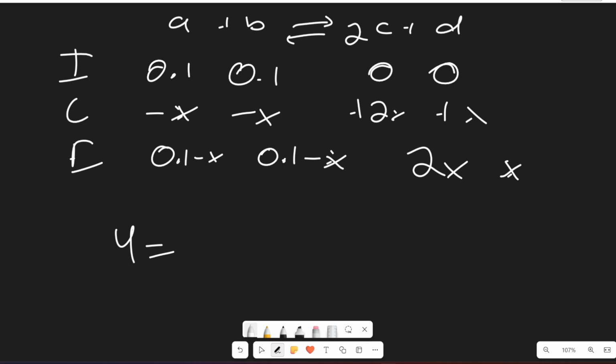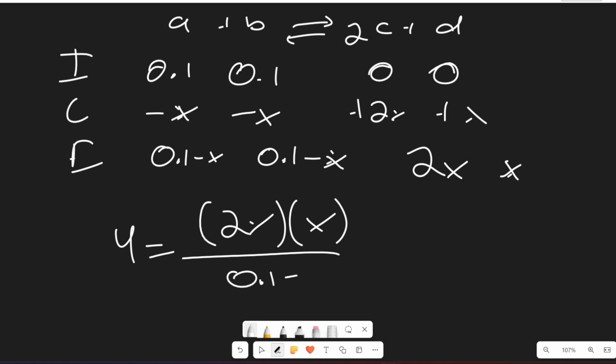And then essentially what we would do is we would say products over reactants, so 2x times x, over 0.1 minus x. And honestly, the best way to solve these, I don't personally do the math or the algebra. I just simply plug both of these sides into a graphing calculator and then find the point of intersection, and that will give you the value for x, and then you can answer the question accordingly.